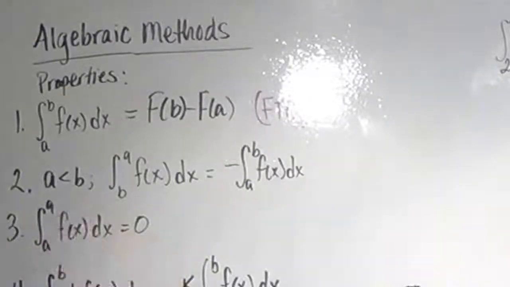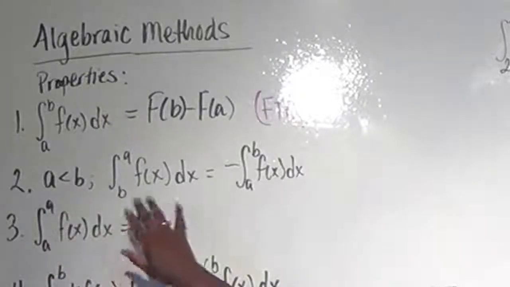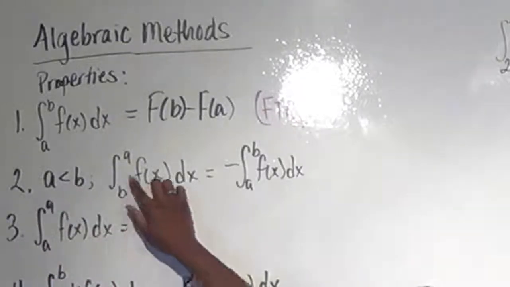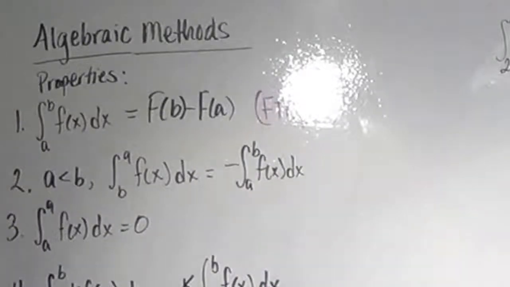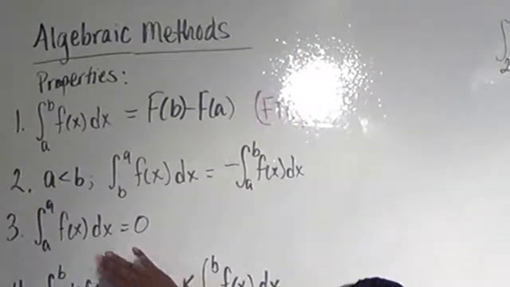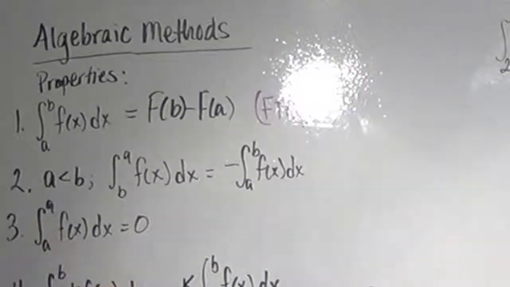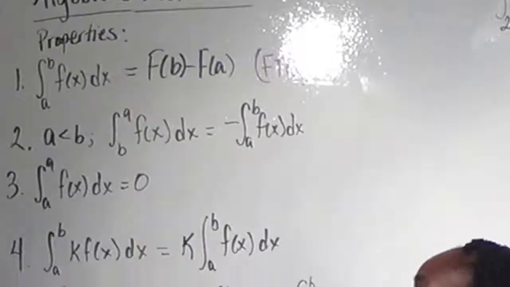Okay. Again, from the graphical representations, we saw that if a is less than b, then the integral from b to a is going to be negative the integral from a to b. And again, from our graphical representation, if I have the same limit, so if I'm trying to find the integral over a point, then I know that that area is just going to be 0.